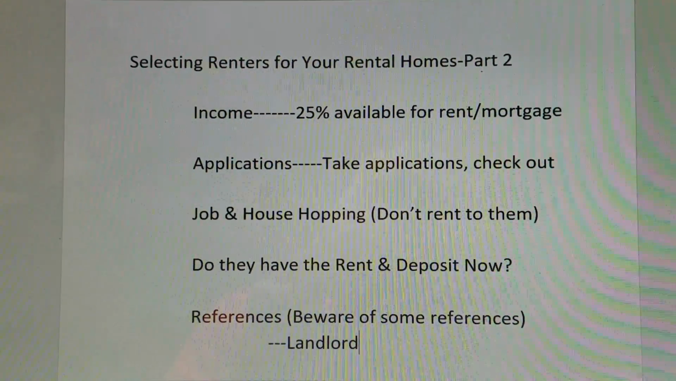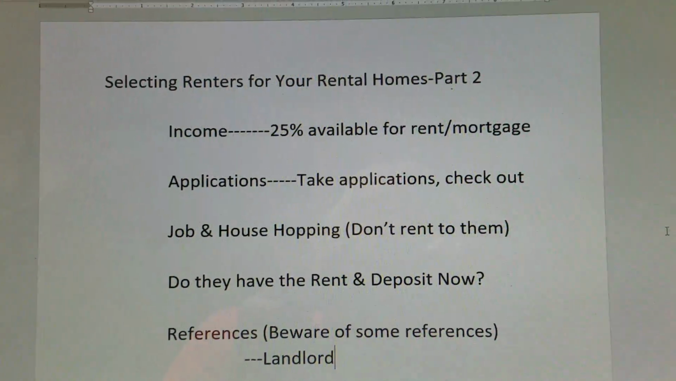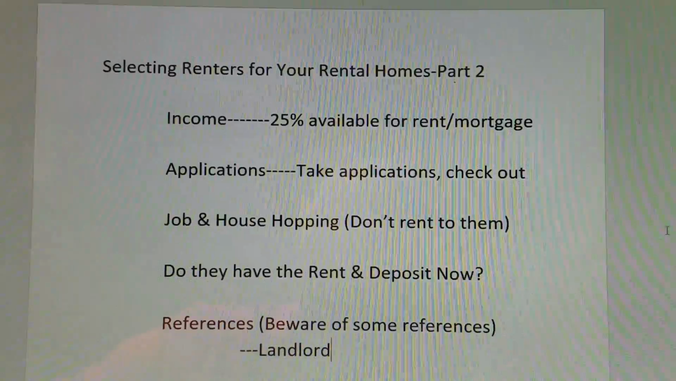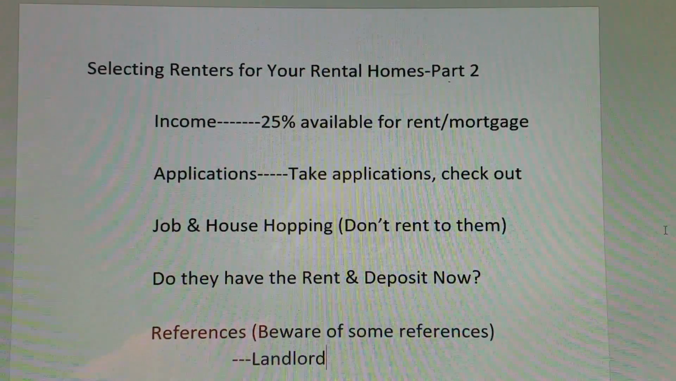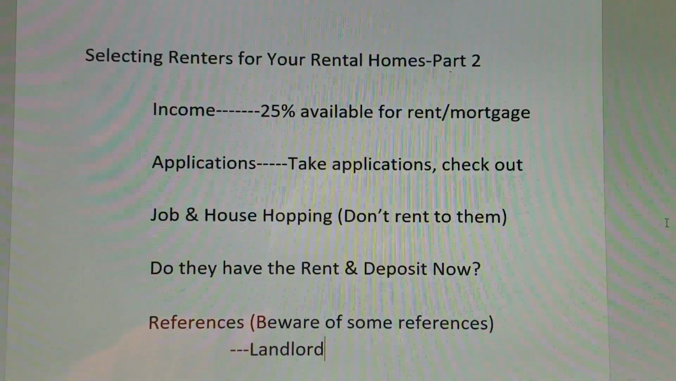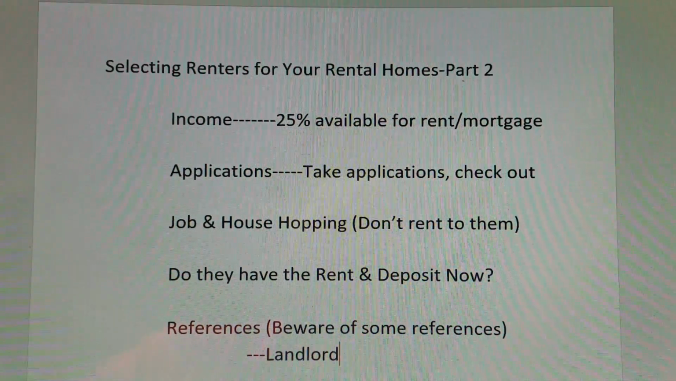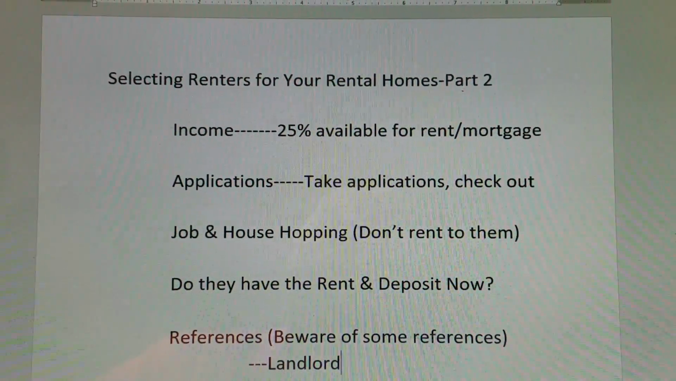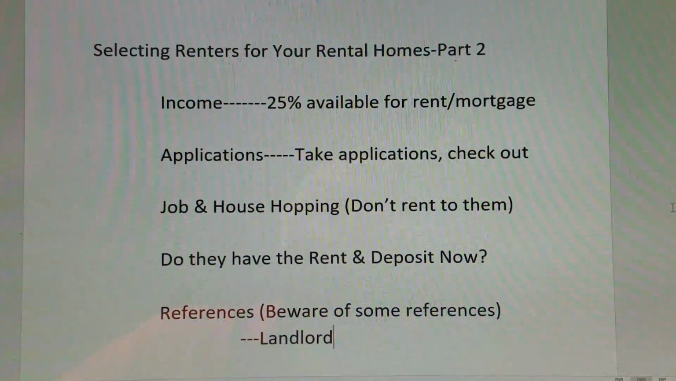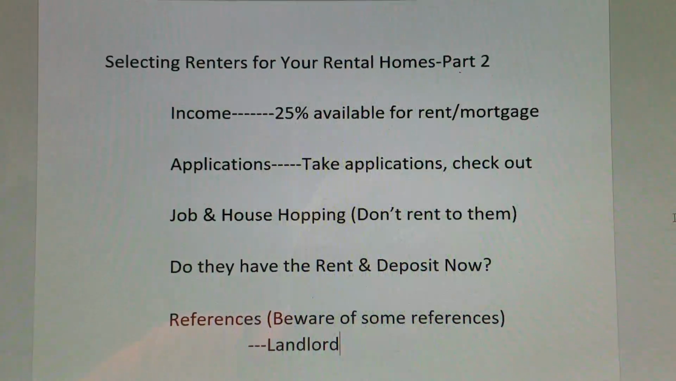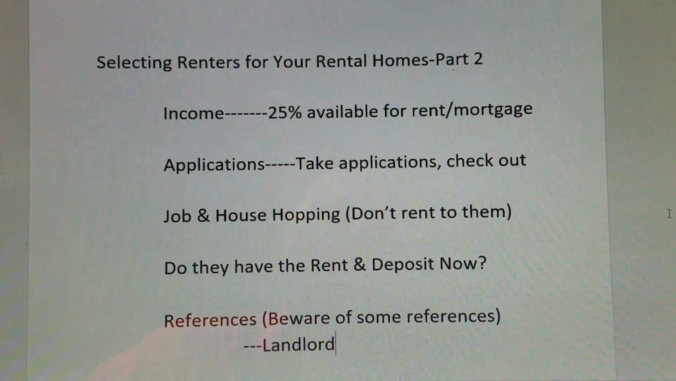Income, I talked about that the other day, and don't rent to anybody with real low income. 25% of their income should be available for rent or mortgage payment. That's a formula that banks use, and that's a really good formula to use because they've got electric bills to pay, they've got cable, they've got a phone bill to pay, water and sewage, and they've got lots of other bills, and they got to buy food too. So they need to have sufficient income. So if your rent's $1,000 a month, then they need to have about $4,000 a month income.